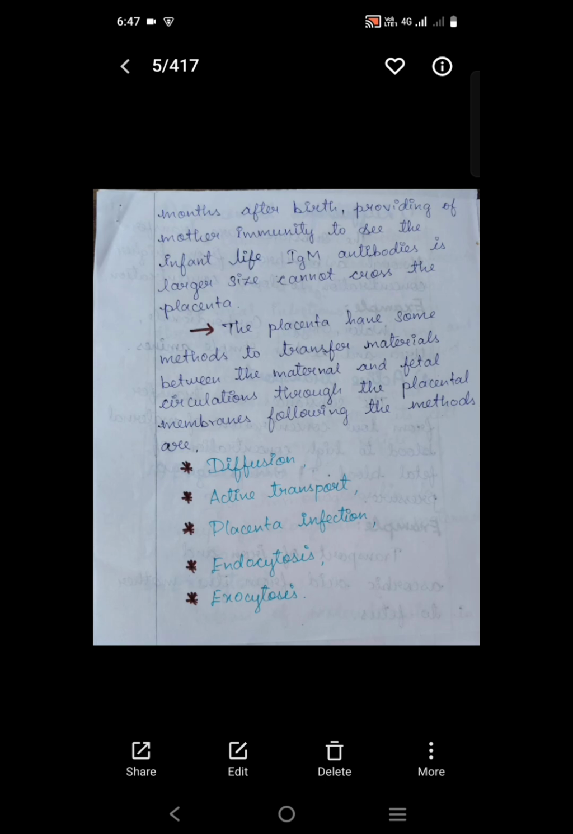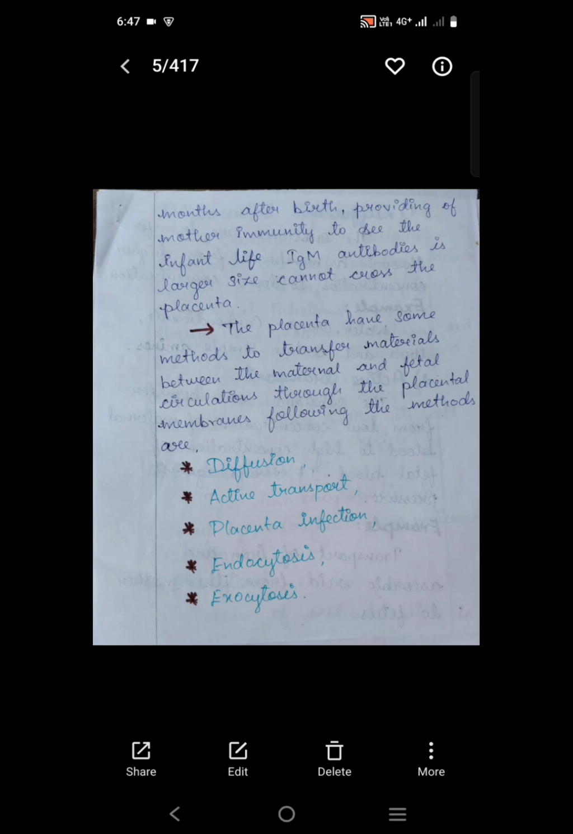After birth, providing the mother's immunity to the infant, IgM antibodies are the largest in size and cannot cross the placenta. IgG, as we saw previously, occurs during intrauterine life, and IgM antibodies occur in extrauterine life, after delivery of the baby. IgM is a larger size, so it is not able to cross the placenta.